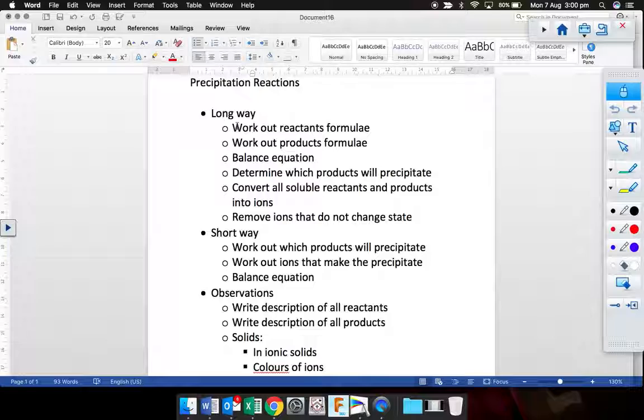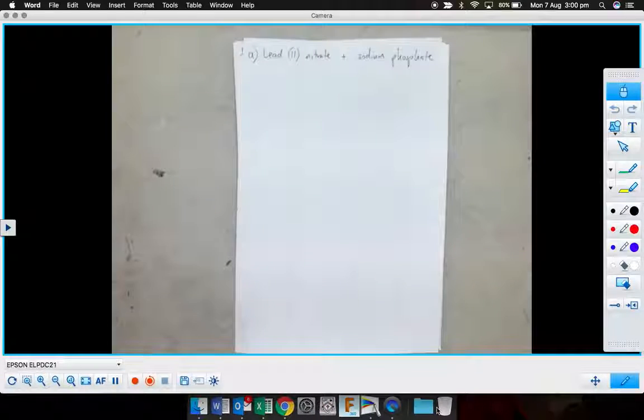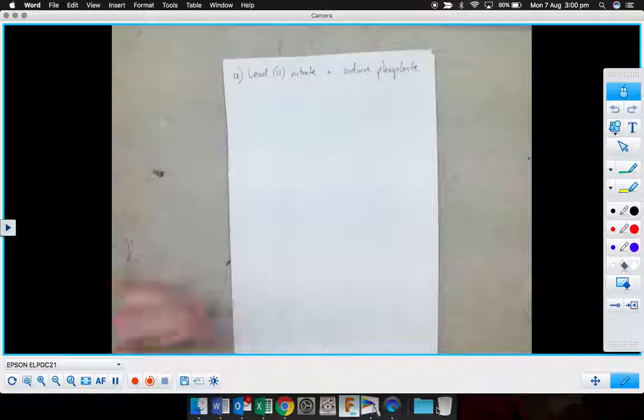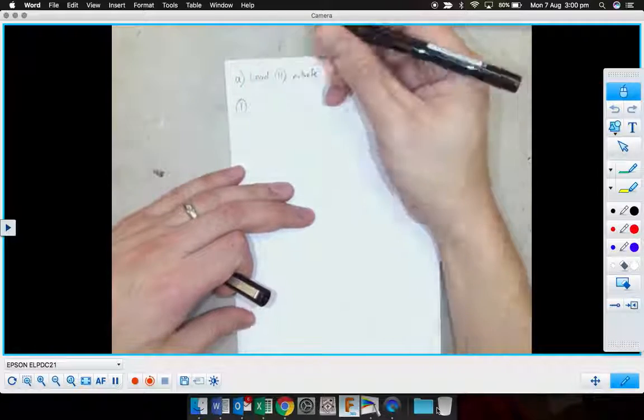So the long way to work out precipitation reactions, let's go through that. We're going to have to work out the reactants' formula, the products' formula, balance the equation, determine which products will precipitate, convert all of the soluble reactants into ions, because that's what they will be when they're in solution, and then remove the ions that do not change state. So let's have a look at this one here: lead 2 nitrate and sodium phosphate. Let's work out step number 1, work out all of the reactants.